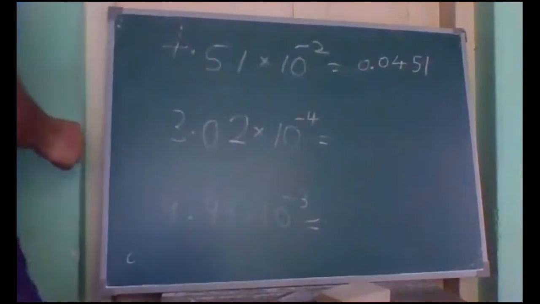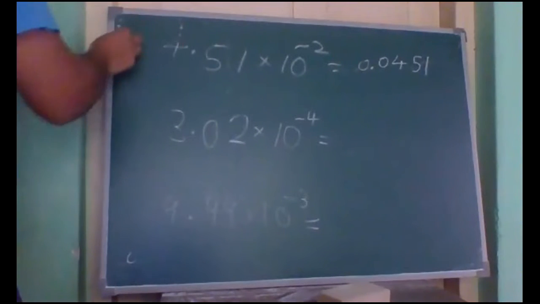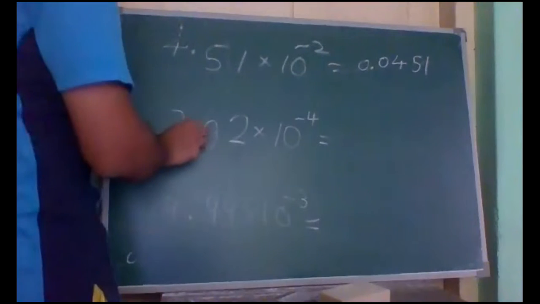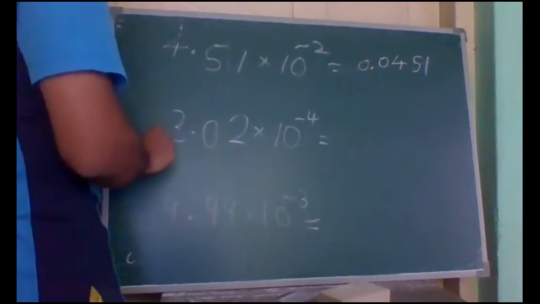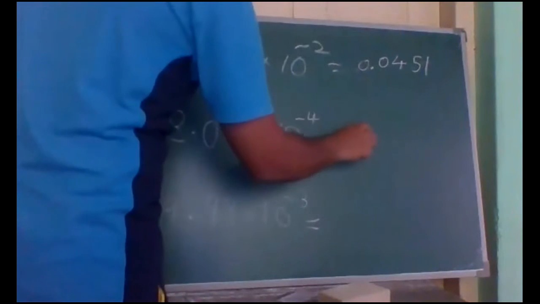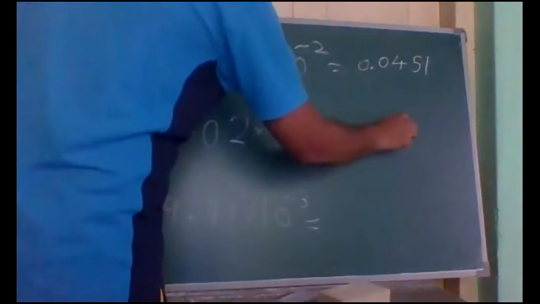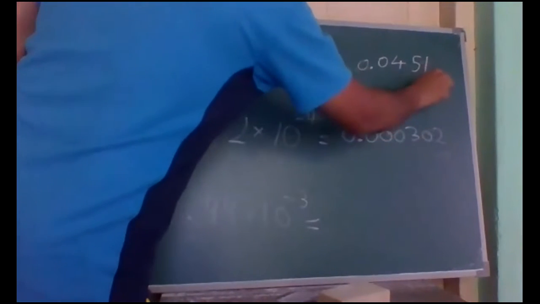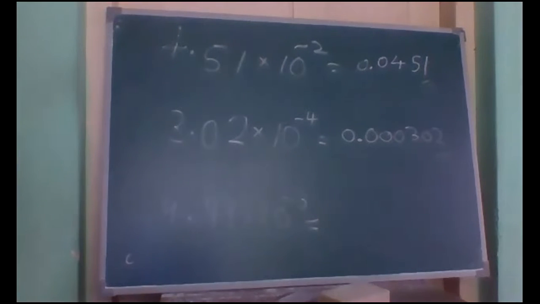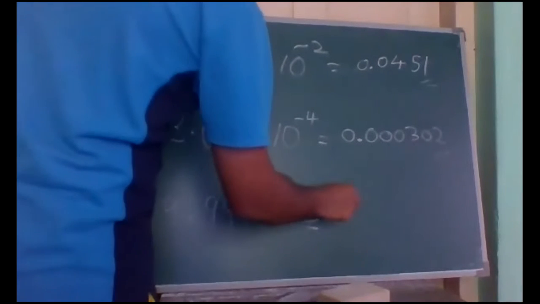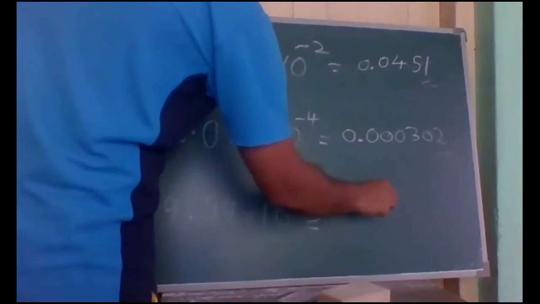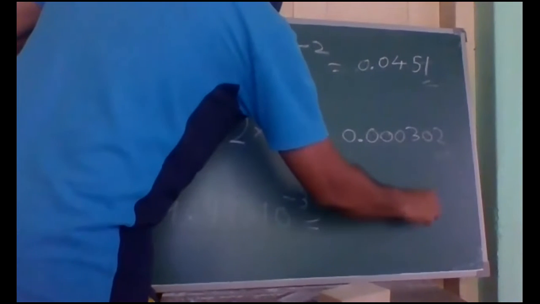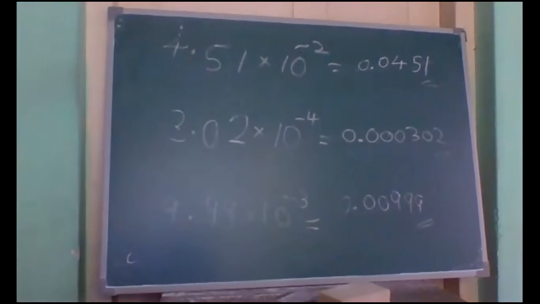Right, first one: 0.0451. Because that will go to decimal places. Next one: 0.000302. Is that okay? Yes. Final one: 0.00999. Is that okay? Yes. Right?